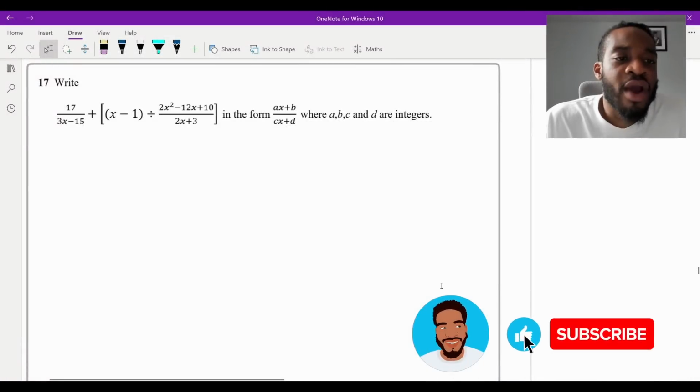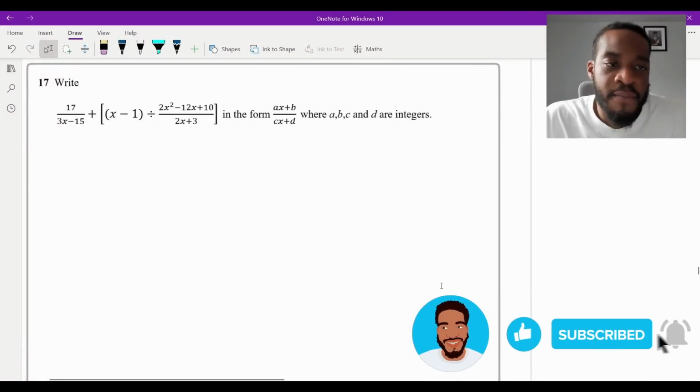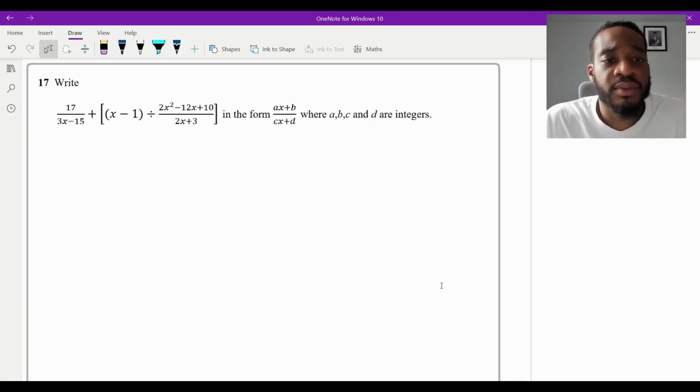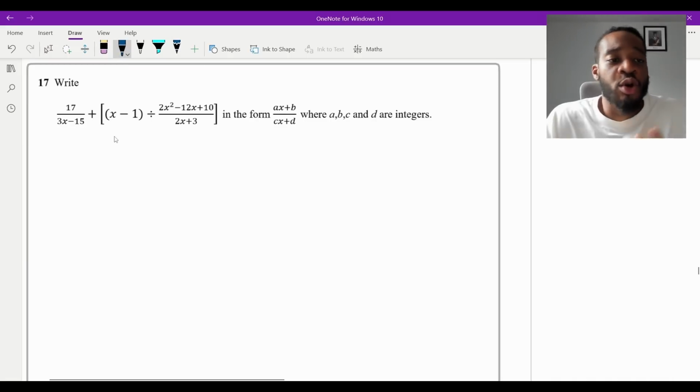And that's it. Okay, so question 17 says, write 17 over 3x minus 15 plus x minus 1 divided by 2x squared minus 12x plus 10 all over 2x plus 3 in the form of ax plus b over cx plus d, where a, b, c, and d are integers. This is a 4-marker. Okay, now firstly, we've got algebraic fractions all over the place, isn't it?